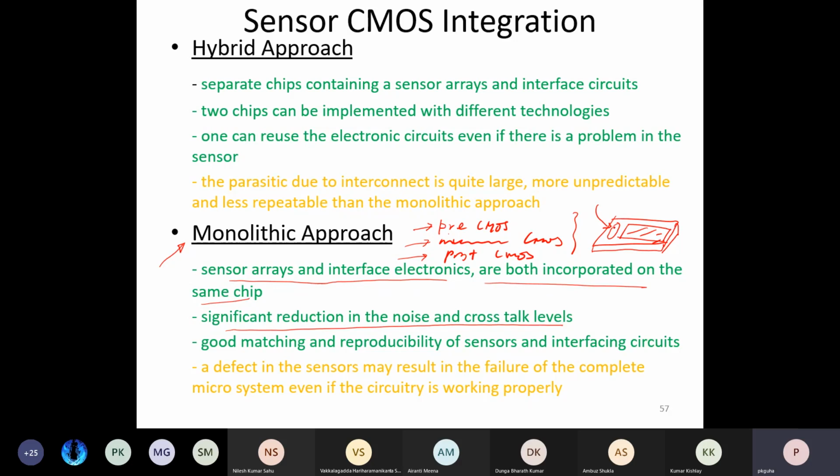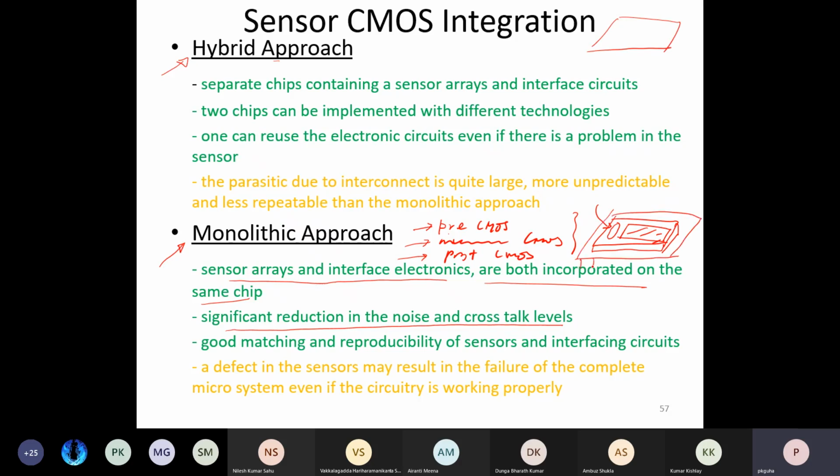Why are there noise and crosstalk? Because if you do it separately, there will be lots of them. So another approach is the hybrid approach. One is monolithic, one is hybrid. What is the hybrid approach? In the same package. So ultimately you need to put it in a package.